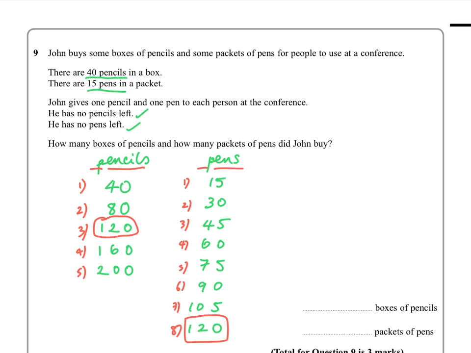So what it would mean is that if he gave out 3 boxes of pencils and 8 packets of pens, this would be one of the conditions that would be acceptable. So you could say 3 boxes of pencils, 8 packets of pens. But that's not all you could say. There could have been more. So you could have carried on the times tables and the numbers would have been the same again. But as long as you haven't got any pencils left and no pens left over.